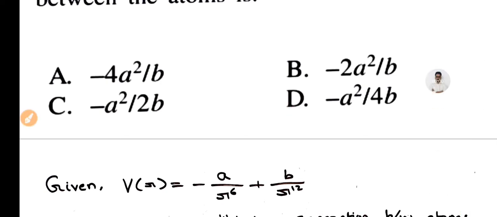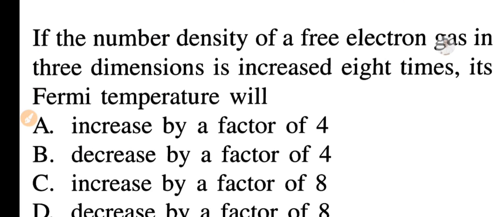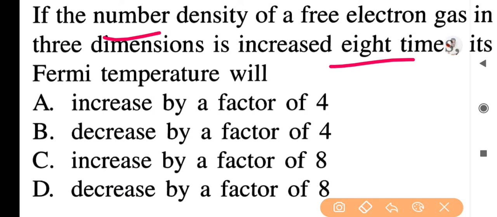Now the second question: if the number density of a free electron gas in 3 dimensions is increased 8 times, its Fermi temperature will increase by a factor of 4, decrease by a factor of 4, increase by a factor of 8, or decrease by a factor of 8. So here the number density is increased by 8 times. What will be the Fermi temperature?